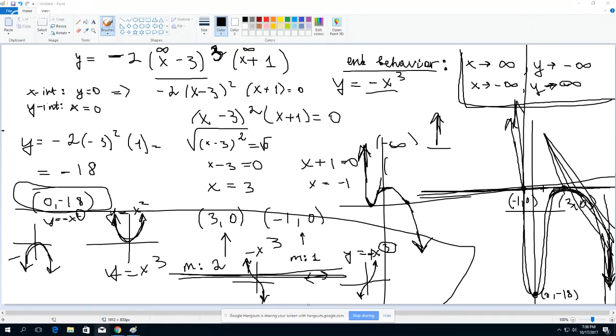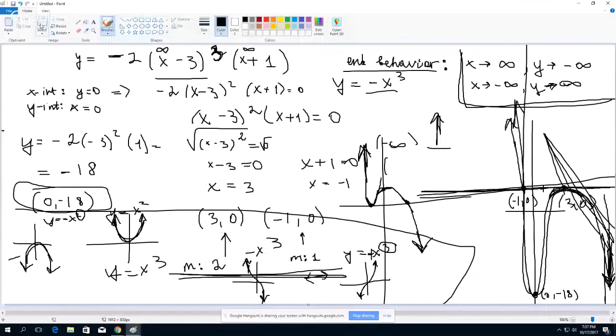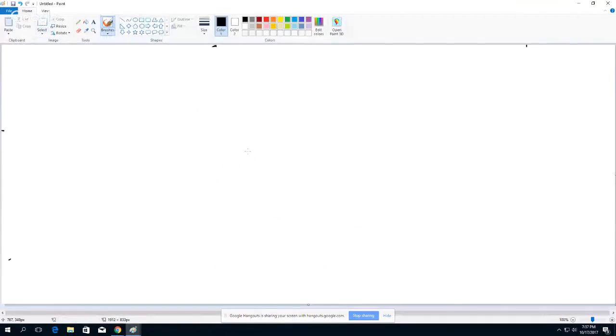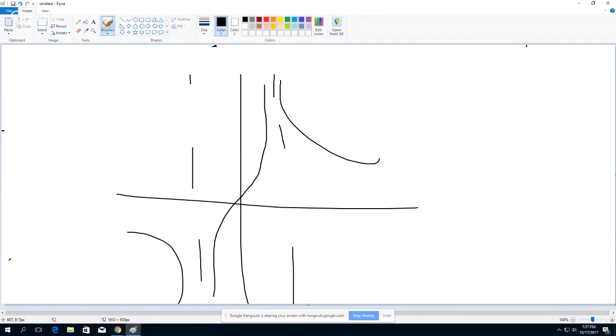Okay, and I'll tell you something quick about the fractions. For the fraction, this multiplicity thing doesn't work, because when there is a fraction, it means that the graph should have pieces. So it will be something like that, and then there should be asymptotes. Oh, okay. Like two separate pieces. And you can't really find the end behavior, because it's like pieces, you don't really know.